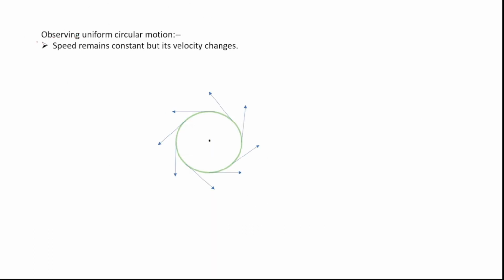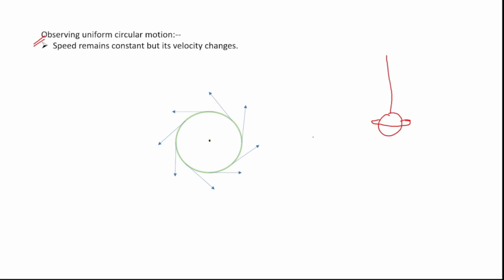Okay, next, observing uniform circular motion. So to understand this, let us do a small activity, where we take a stone and tie this stone to a rope.